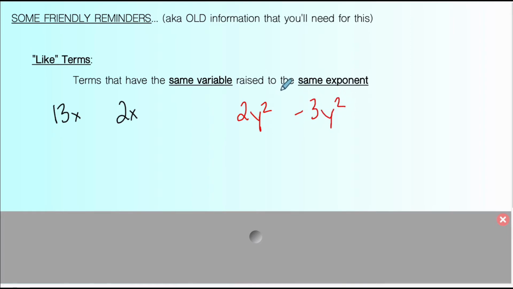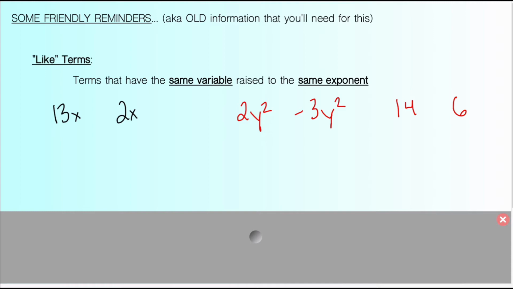The reason that these are like terms is that they both have the same variable, y, raised to the same exponent, to the second power. Oh, actually one more thing. Like terms can also just be numbers themselves, right? So if I had like 14 and 6, those are like terms. They don't have a variable, but since they don't both have a variable, they are like terms.